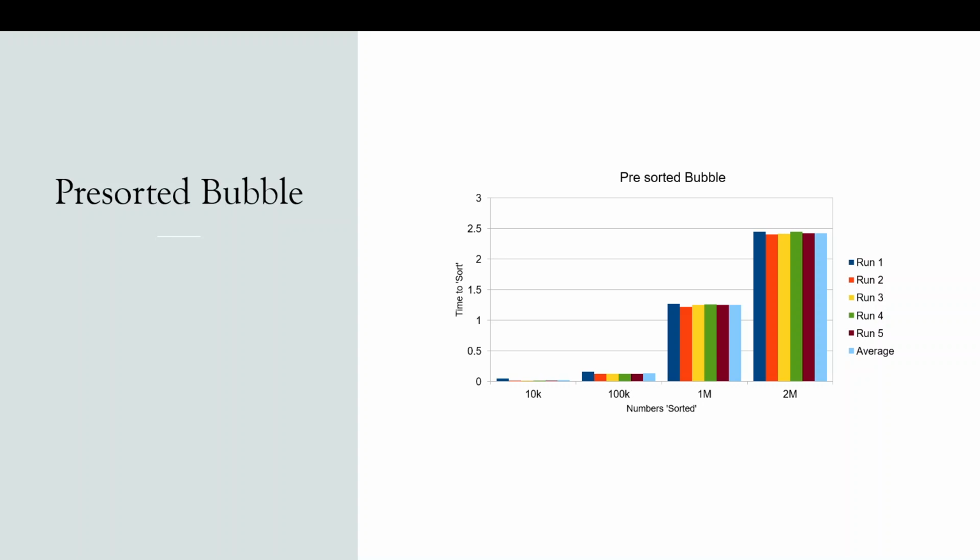So on average, the 10k already sorted was 0.021 seconds. 100k was about 0.1318 seconds. 1 million that was already sorted was 1.2514 seconds. And then finally, the 2 million was 2.4268 seconds. Again, this is its best time, because I'm going to show you later that merge sort is almost always going to be the best, but not technically always.